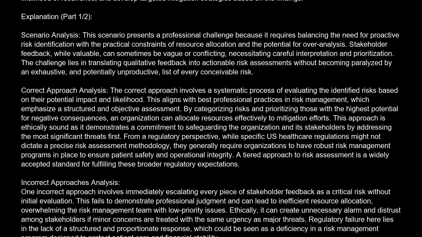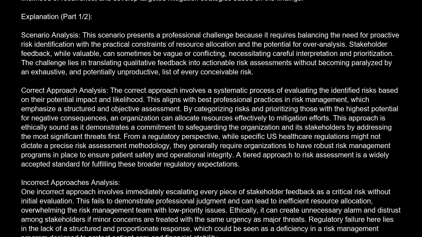From a regulatory perspective, while specific U.S. healthcare regulations might not dictate a precise risk assessment methodology, they generally require organizations to have robust risk management programs in place to ensure patient safety and operational integrity. A tiered approach to risk assessment is a widely accepted standard for fulfilling these broader regulatory expectations.